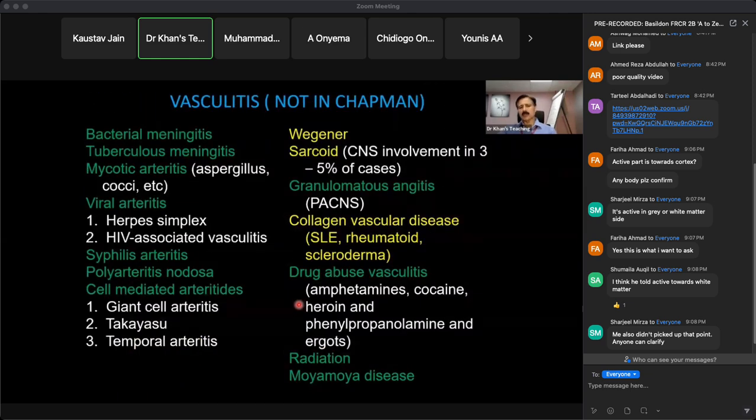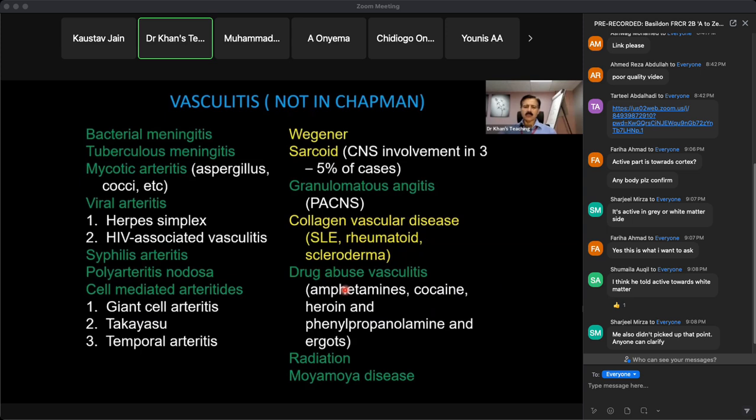This is not in your Chapman, this differential diagnosis, vasculitis. So I just wanted to highlight this, that vasculitis can be of various types, and bacterial, TB, mycotic, all of these things. But some of these you have to remember. Collagen vascular disease, you have to remember. In your clinical practice, always remember this, drug abuse vasculitis. And we have seen so many cases now in our clinical practice of drug abuse, and particularly what we call recreational drugs, amphetamines, etc. People using them on weekends.